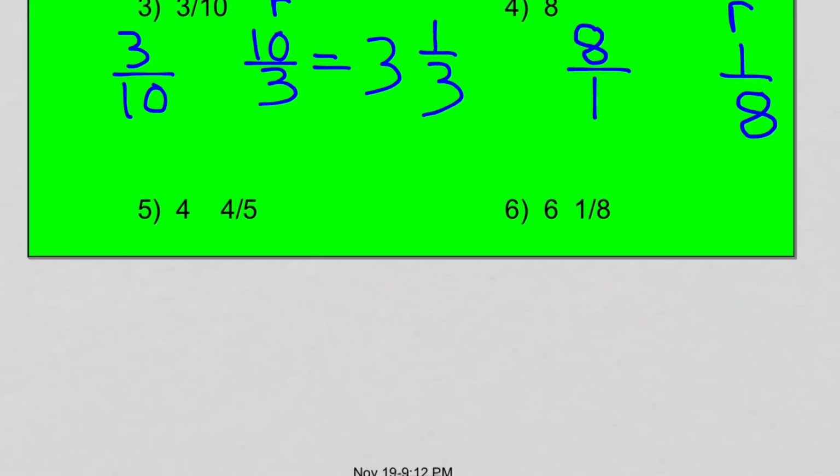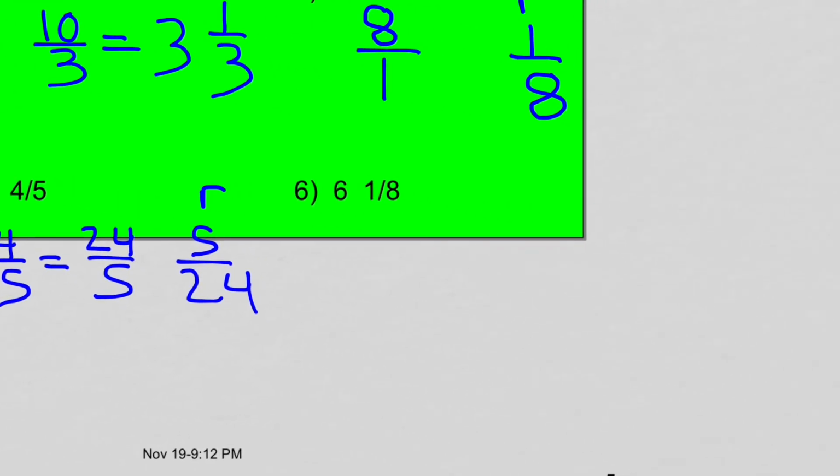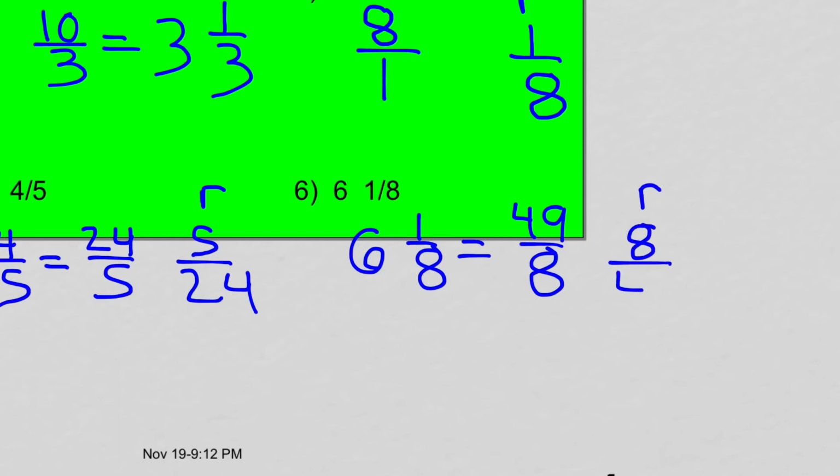Now, when you're dealing with things like mixed numbers, you'll want to change it to an improper fraction first. 5 times 4 is 20, plus the 4 is 24/5. So the reciprocal would be the flip of that, 5/24. Same thing with 6 1/8. You'd want to change it to an improper fraction first. So that's equal to 8 times 6 is 48, plus 1 is 49/8. And then the flip of that, or the reciprocal, is 8/49.